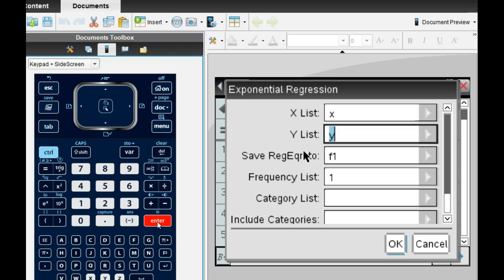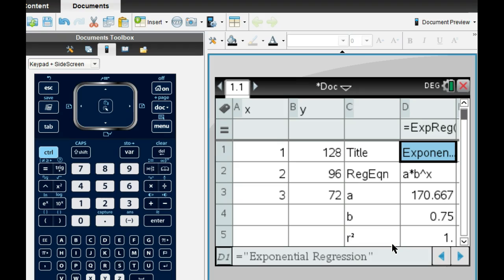Once we hit enter, sorry, one second. Okay, let's hit enter. Okay, so 170.67 times 0.75 to the power of x.